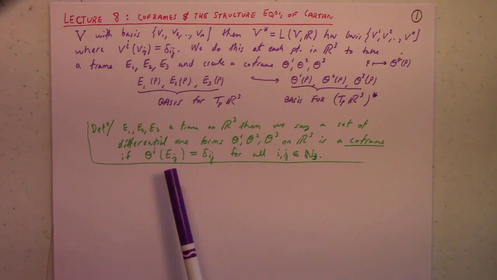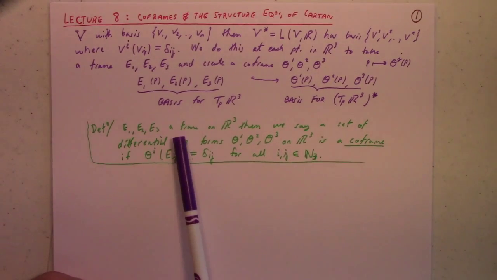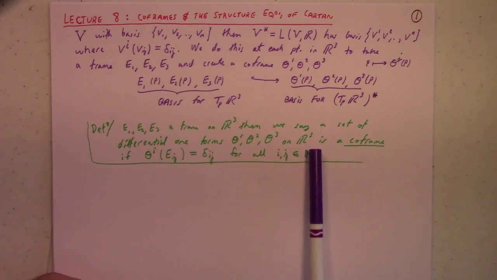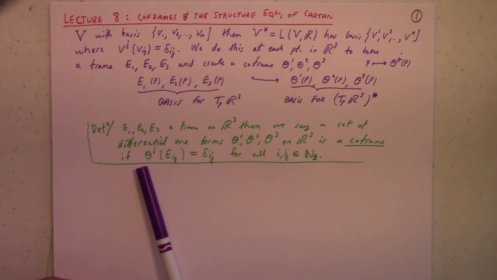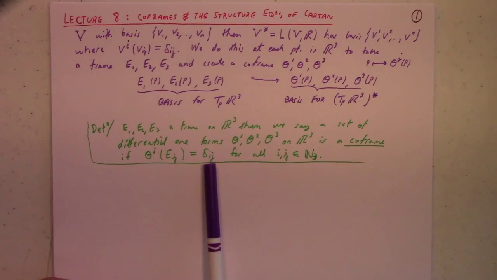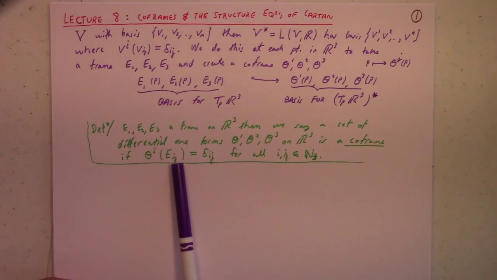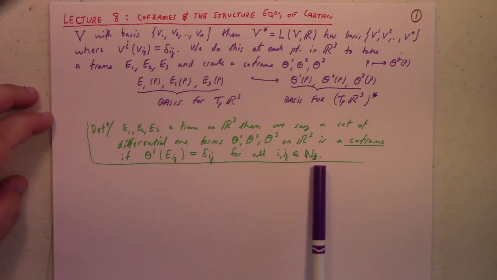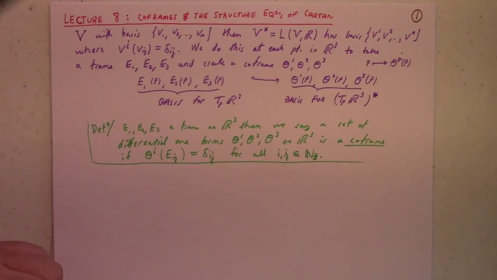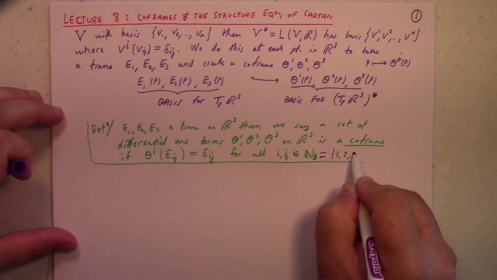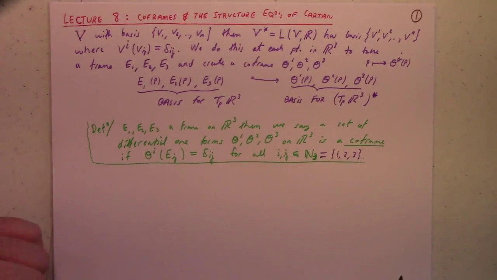Just to recap: E1, E2, E3 is a frame on R3. We say a set of differential one forms, theta 1, theta 2, theta 3 on R3, is a coframe if theta i acting on Ej is the Kronecker delta ij. In other words, it's 1 if i is equal to j, and 0 otherwise. That's for all i and j in the set n sub 3, which is my notation for 1, 2, 3. Sometimes I like to write that.